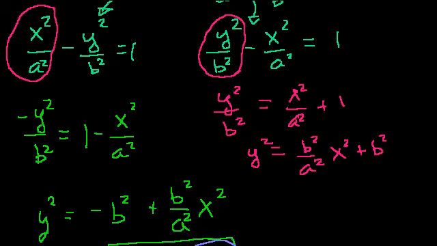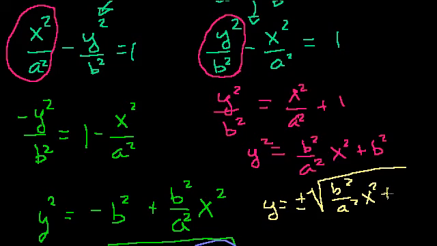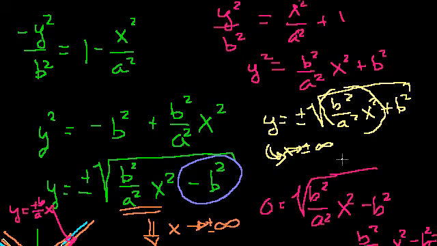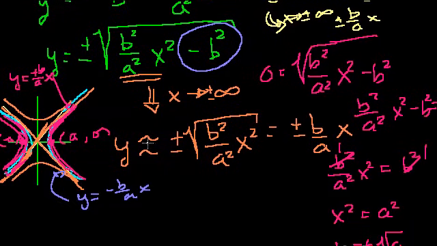Now take the square root. I'll switch colors for that. So y is equal to the plus or minus square root of b squared over a squared x squared plus b squared. And then once again, I've run out of space. We can make that same argument that as x approaches positive or negative infinity, this little constant term right here isn't going to matter as much. So you're just going to take the square root of this term right here, which is essentially plus or minus b over a x. And once again, those are these same two asymptotes, which I'll redraw here. That line and that line.